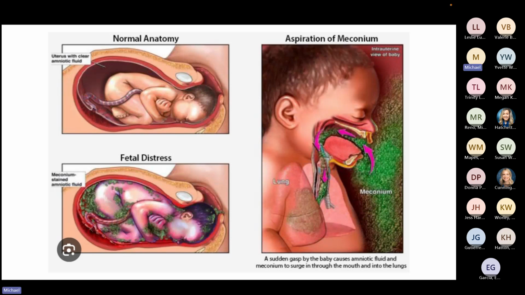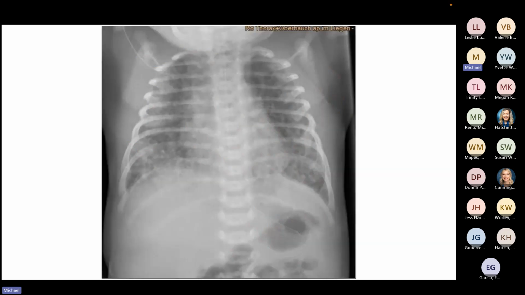On the upper left, you can see a baby in the uterus who is surrounded by clear amniotic fluid, versus those in fetal distress in the uterus surrounded by meconium. And so what you get is a sudden gasp by the baby that can cause amniotic fluid and meconium to surge. It's a profound response, which fills the lungs with meconium and lymphatic and interstitial fluid. That inflammatory state inactivates surfactant and leads to profound hypoxia.